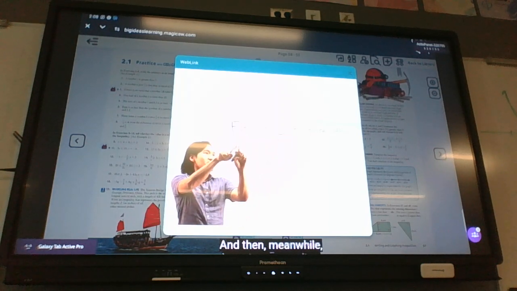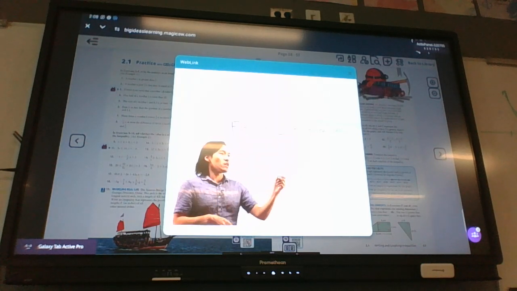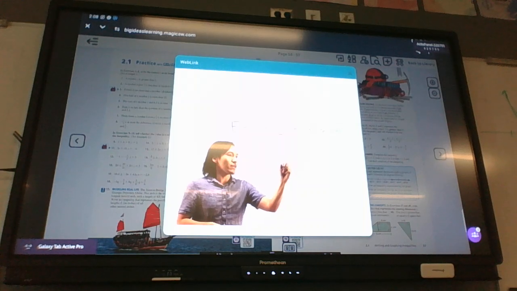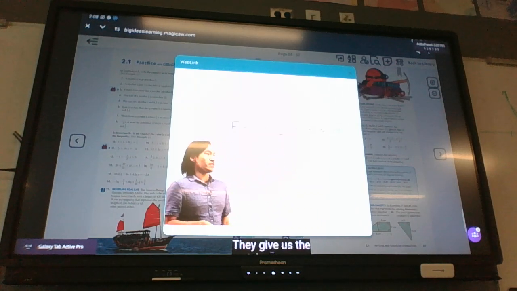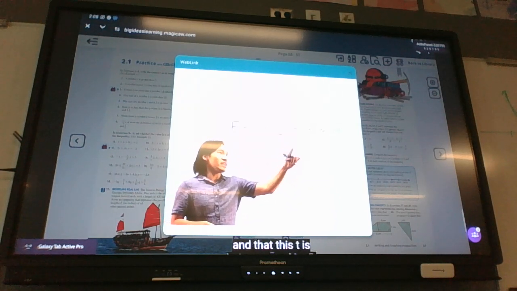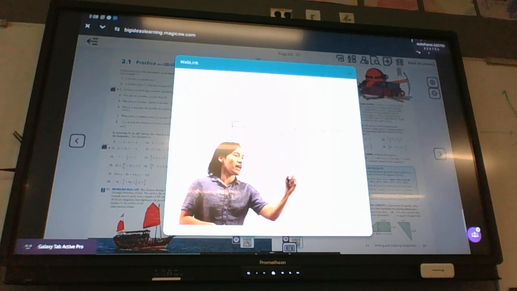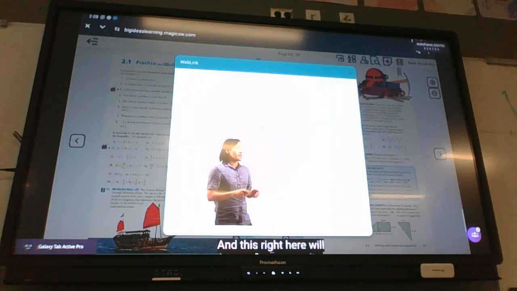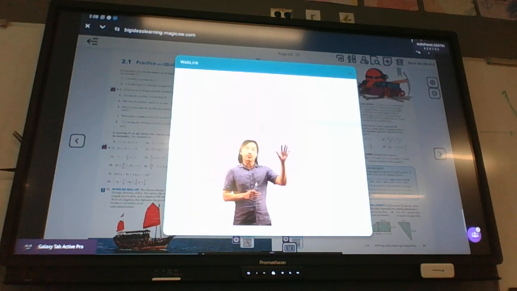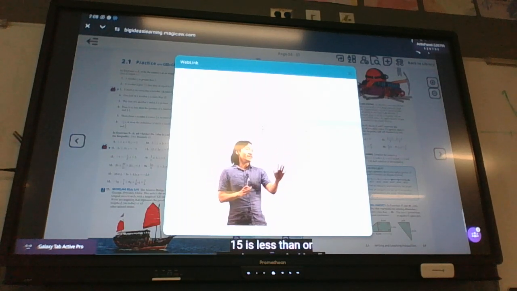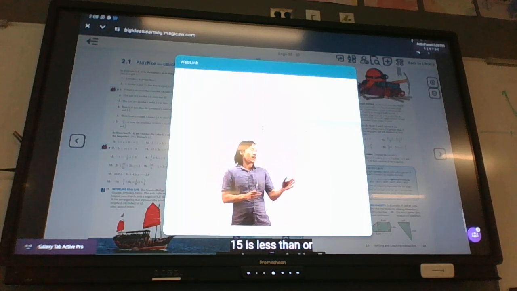And then meanwhile here in the next line, we have a number t. Well, that will be our variable. They give us the variable t to use. And this t is being divided by 5. So we would put the t over 5. And this right here will be our final inequality that represents this sentence. 15 is less than or equal to t divided by 5.